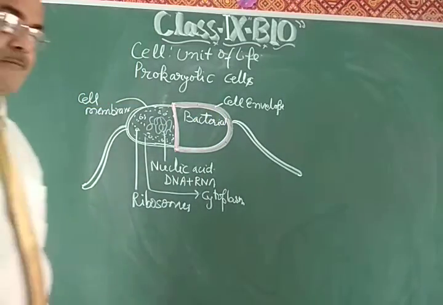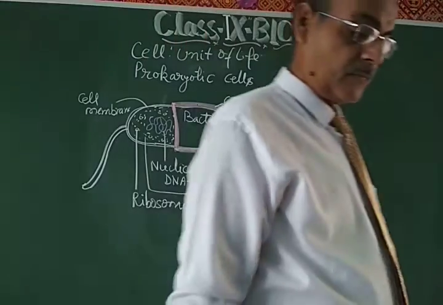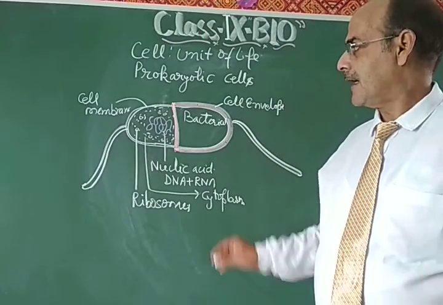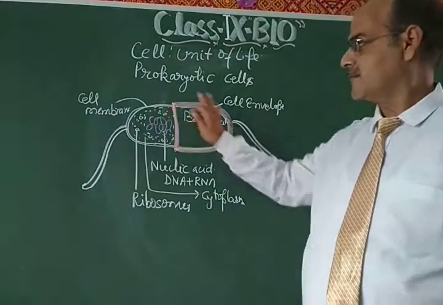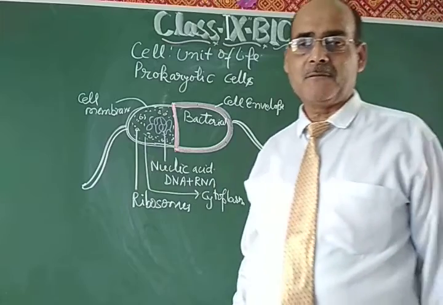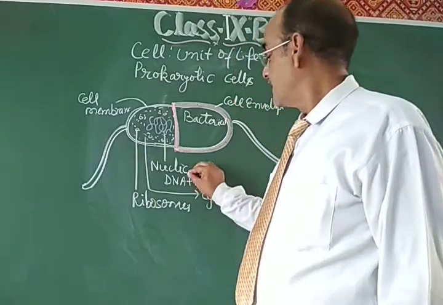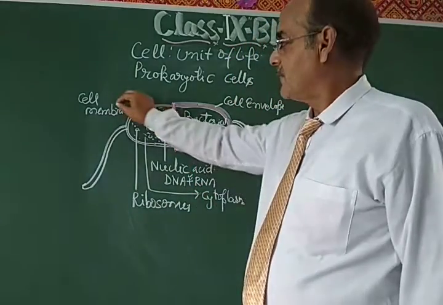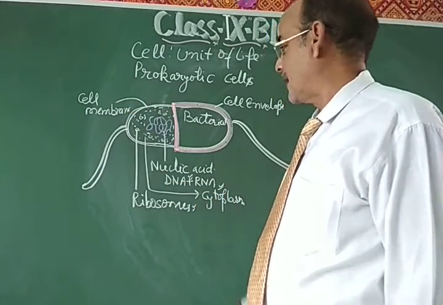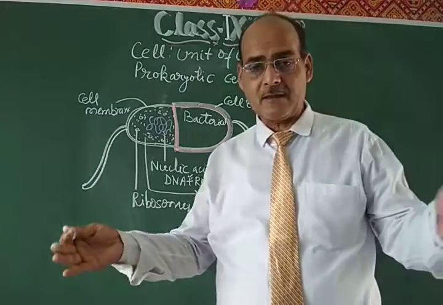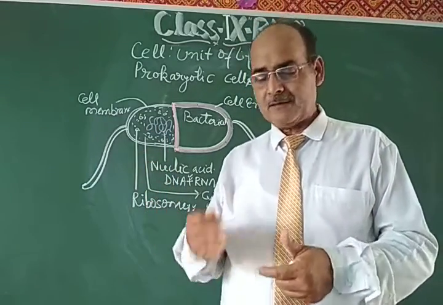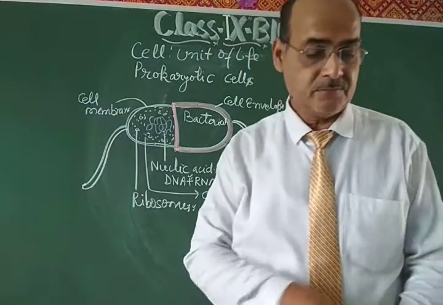So this is a kind of cell that is called the prokaryotic cell, and life is inside this prokaryotic cell. That is why this is called the unit of life. Life is in this cytoplasm, and when life accumulates from all these cell parts, then this bacteria will be active. It multiplies.